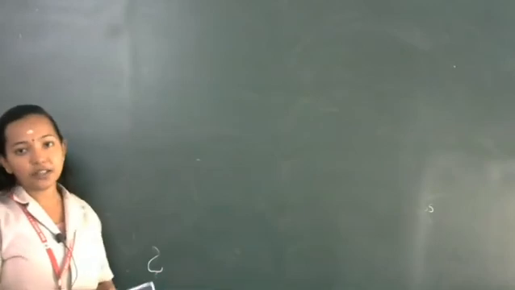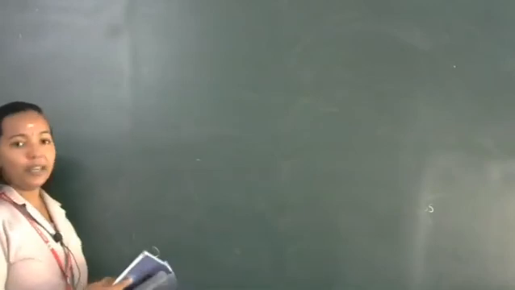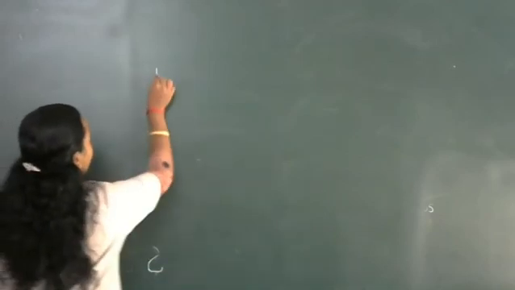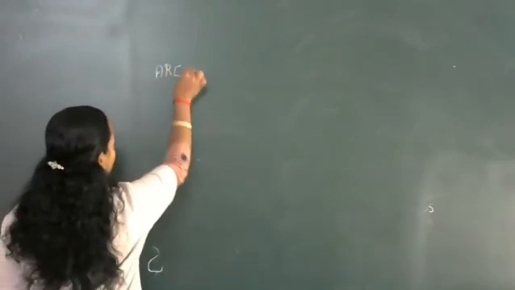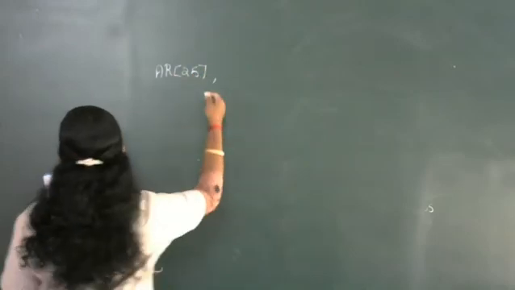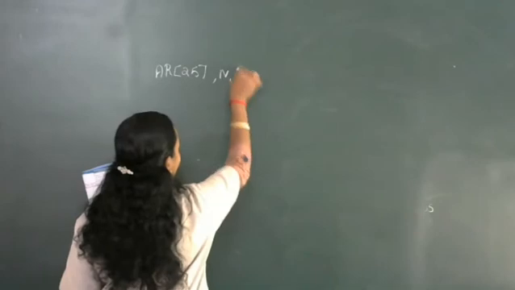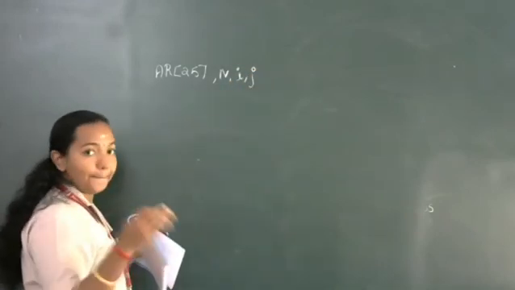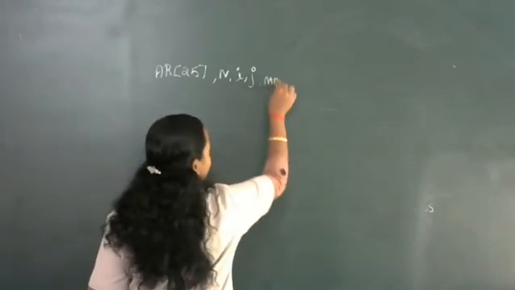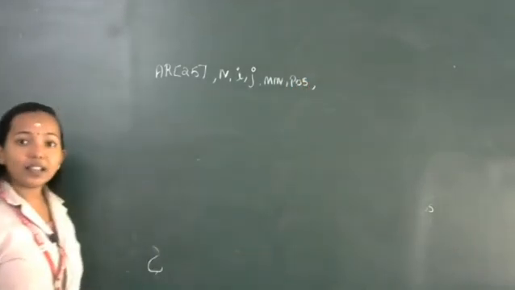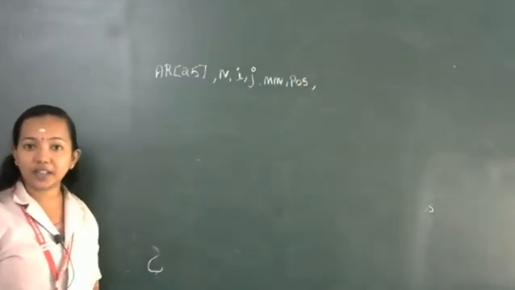For selection sort we require many variables. We require an array, array name is AR of 25. We also require the size of the array, that is n. Then the variables I and j, I for the pass and j for the comparison, and 2 more variables, min and POS. So these are the variables we require for the selection sort program.